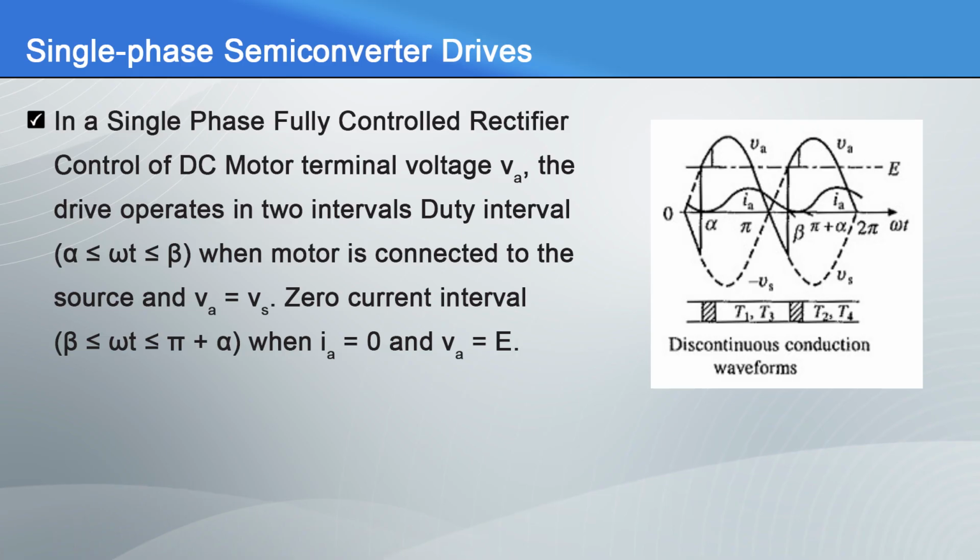In a single phase fully controlled rectifier control of a DC motor, for the terminal voltage Va, the drive operates in two intervals. First is the duty interval, when omega t lies between alpha and beta, where the motor is connected to the source, that is Va is equal to Vs. Second is the zero current interval, when omega t is between beta and pi plus alpha, where Ia is equal to 0 and Va is equal to E.